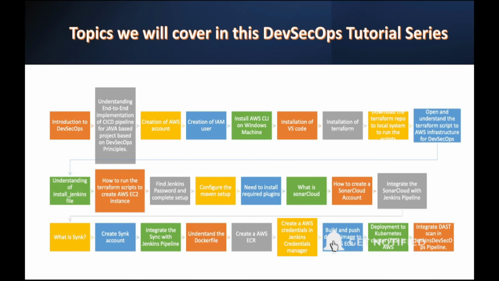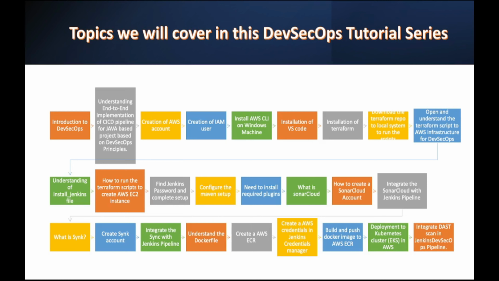Once the Dockerfile is created, all the bundled packages will be pushed to ECR. ECR is nothing but Elastic Container Registry. For that, we will create an ECR. Once the ECR is created, we'll create AWS credentials in the Jenkins Credential Manager. Once it is done, we'll build and push images to Amazon ECR.